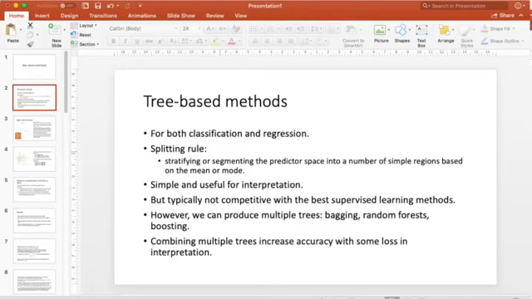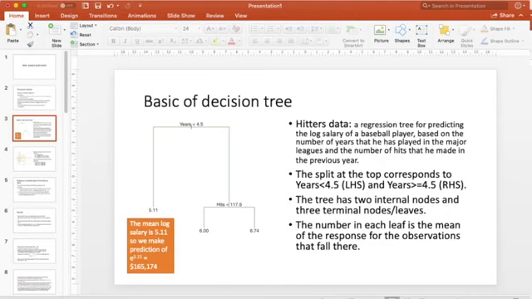However, when we combine multiple trees, it will increase the accuracy, but we're going to have some loss in interpretability, because if you combine many trees, it is sometimes almost impossible, or extremely difficult, to actually interpret the results, compared with having one tree. So let me just show you what a decision tree looks like.